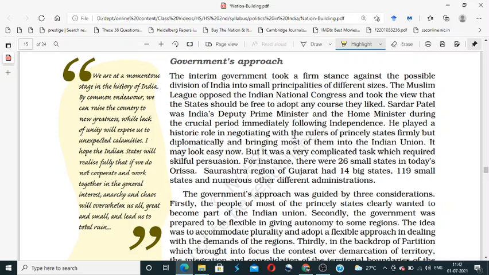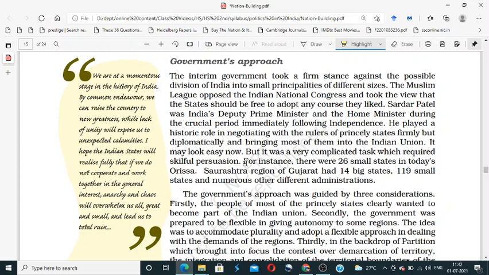The interim government of that point of time, the Constituent Assembly, which was also the interim government, took a very stern and strict position. It said that all of these princely states had to accede to India. During that time, the Home Minister was the very well-known Iron Man of India, Sardar Vallabhbhai Patel. He played a historical role in negotiating with the rulers of princely states, firmly but diplomatically, and bringing most of them to the Indian Union.